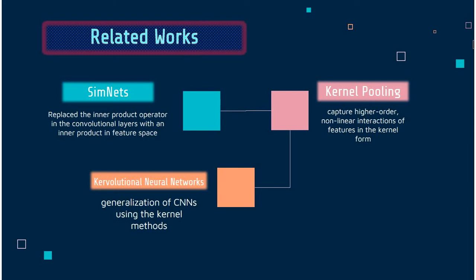SIMnet architecture was introduced based on two fundamental operators. One operator is a substitute for the inner product operator, and the other one is a replacement of nonlinear activation functions and pooling layers. Kernel pooling was introduced to capture high-order nonlinear interactions of features in the kernel form. Another work was convolutional kernel networks, a generalization of CNN using kernel methods.